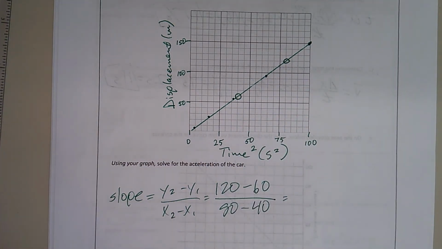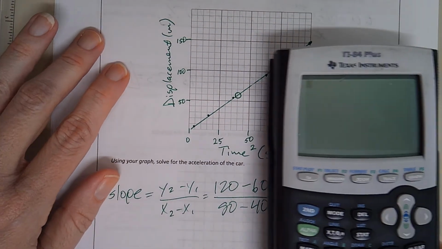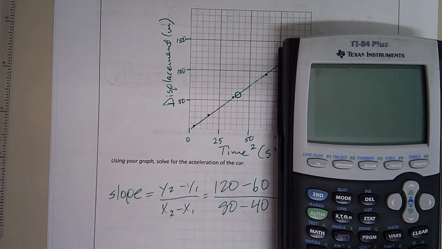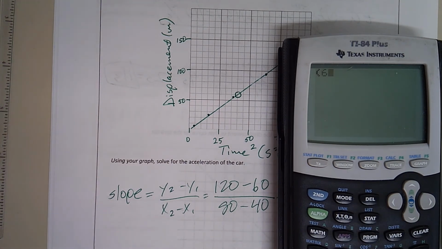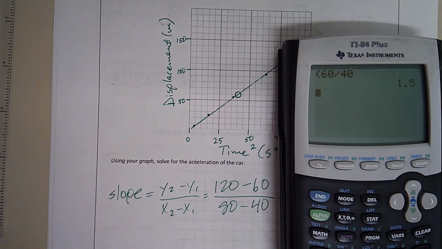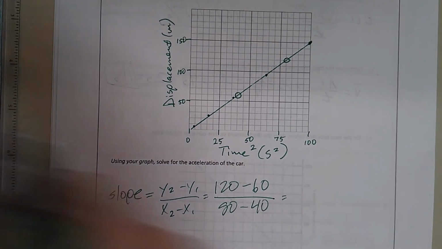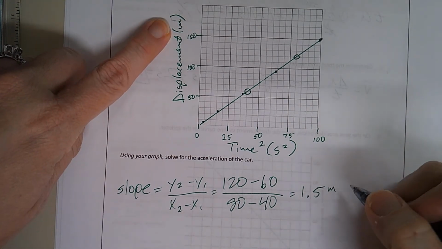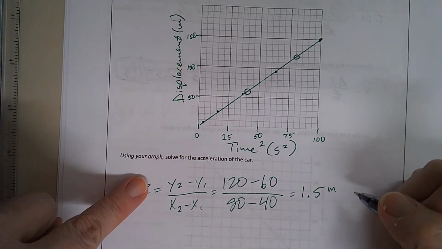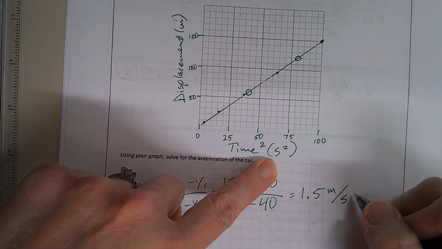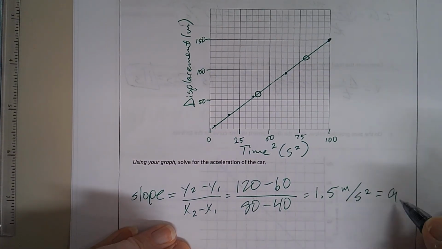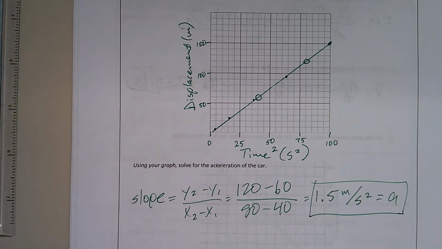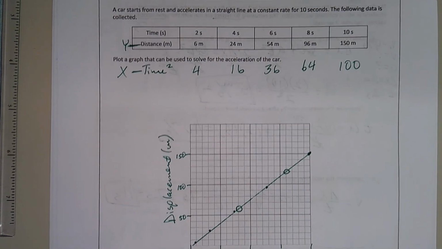Okay, so you just kind of stick that in your calculator. I'll probably eyeball it actually, but like 60 over 40, and you get about 1.5. It's in meters, because meters is the y-axis, per second squared, and that's your acceleration. Okay, all right, and the reason this works is it's accelerating.